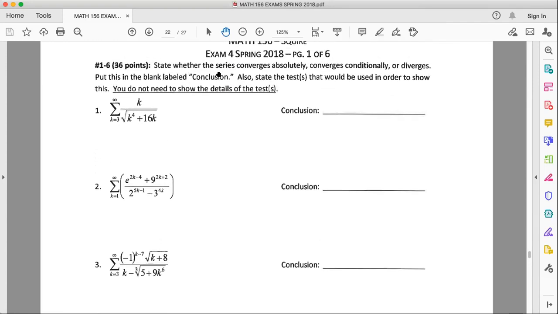That's what we wanted to do next: rather than going through all of the details of the proof, I'm going to put several on the screen. And what I want you to do is state whether it converges absolutely, converges conditionally, or diverges, and then state the test that you would use. And actually, let me show you real quick the solution to this so you can see what the answer should look like.